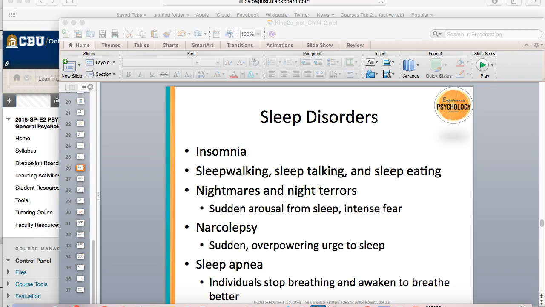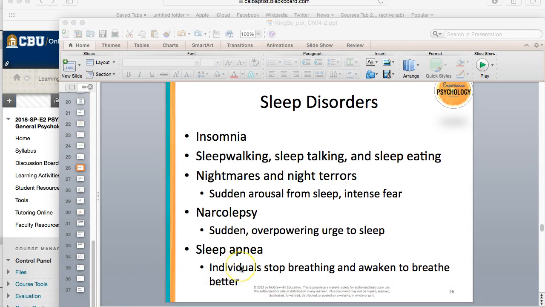Nightmares and night terrors. You see these a lot from trauma. So sudden arousal from sleep and intense fear. So veterans that have PTSD may experience this. People that have been either assaulted, sexually assaulted, domestic violence situations, these people might have nightmares and night terrors. Narcolepsy is the sudden overpowering urge to sleep. I actually knew someone that had narcolepsy, and she would fall asleep anywhere. So it's definitely a problem. Sleep apnea. These individuals stop breathing and awaken to breathe better.